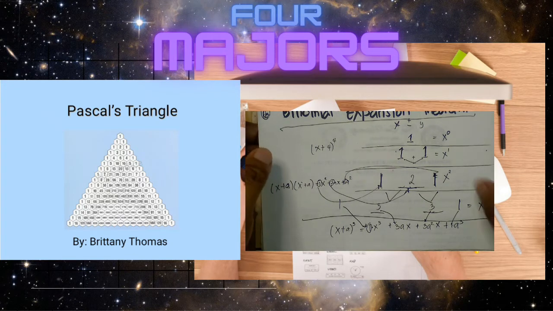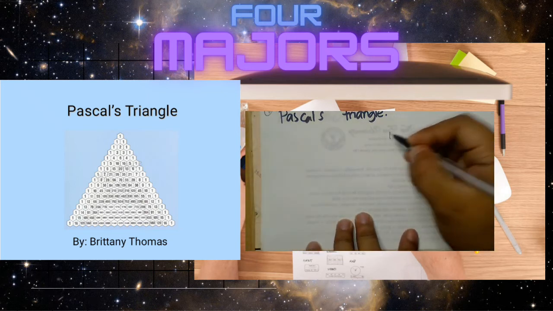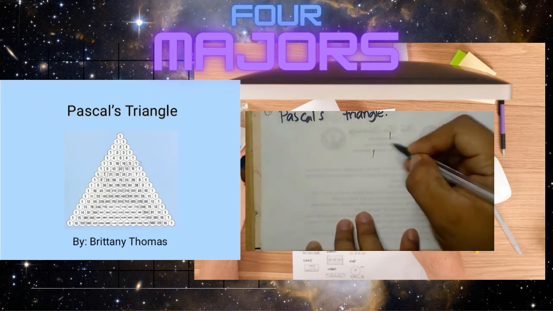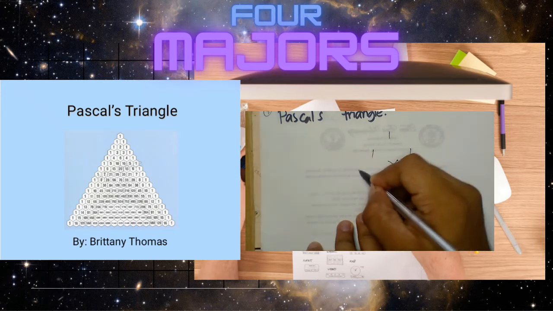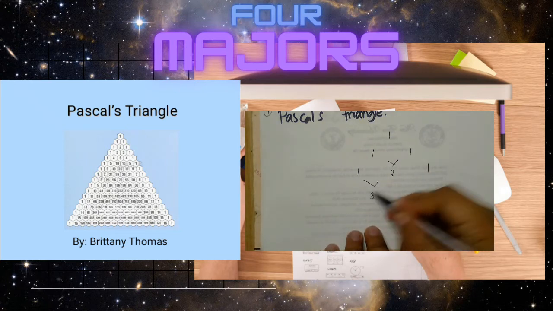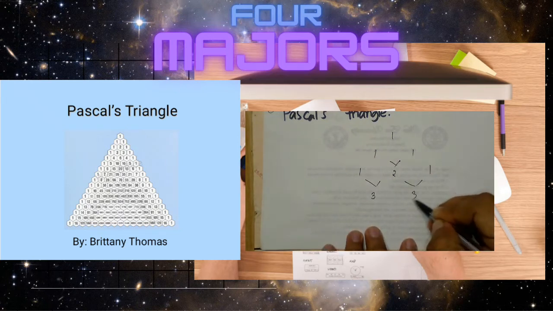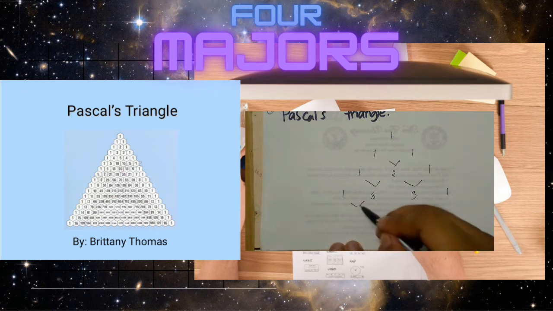If Pascal's triangle holds, it must have the form 1, 1, 1, and then add them, 2, add 1. Add 1, add them, 3, 3, add 1 to the side, and then add 4, that is 6, that is 4, then add 1.